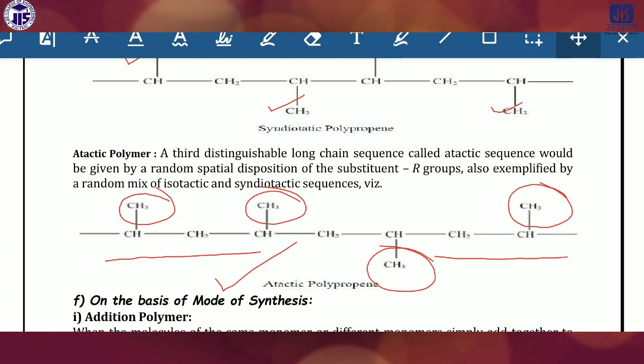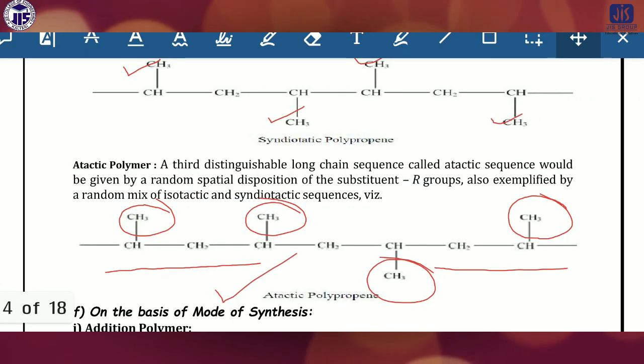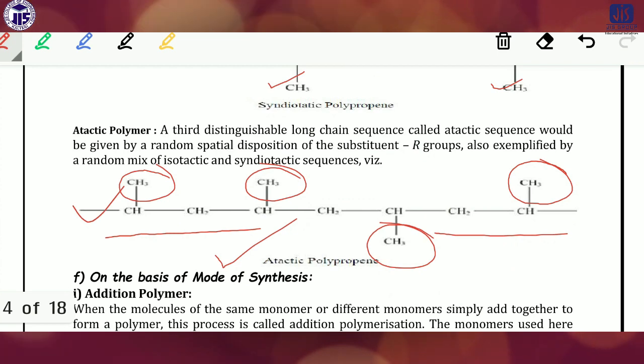You have to keep this in mind, and the examples also, because if you face this question in the exam, you have to draw these three pictures. These three pictures you have to show in the answer paper.